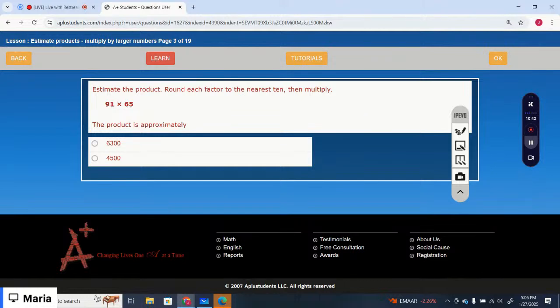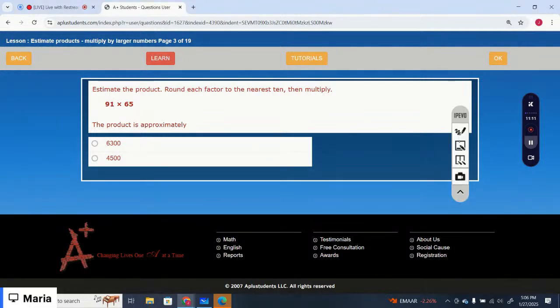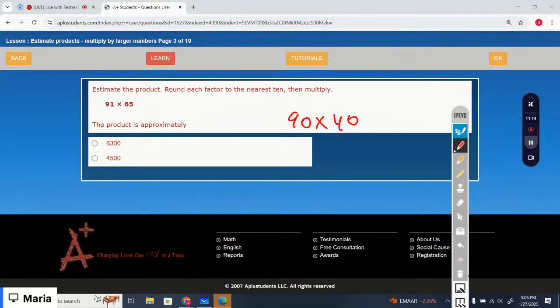91 times 65. 91 is rounded off to 90 and then 65 is rounded off to 70.